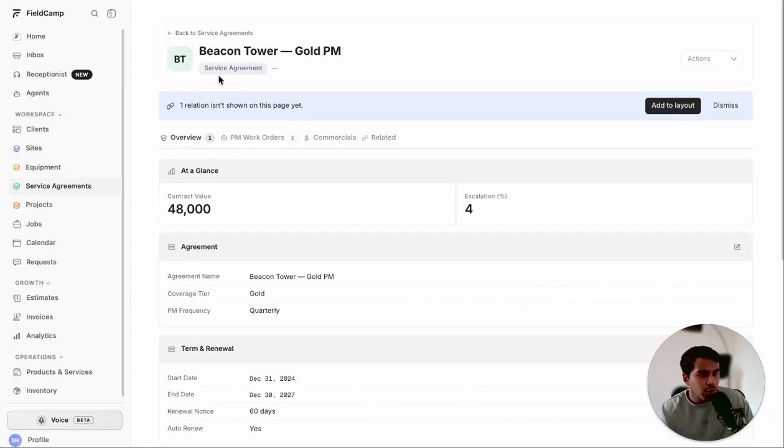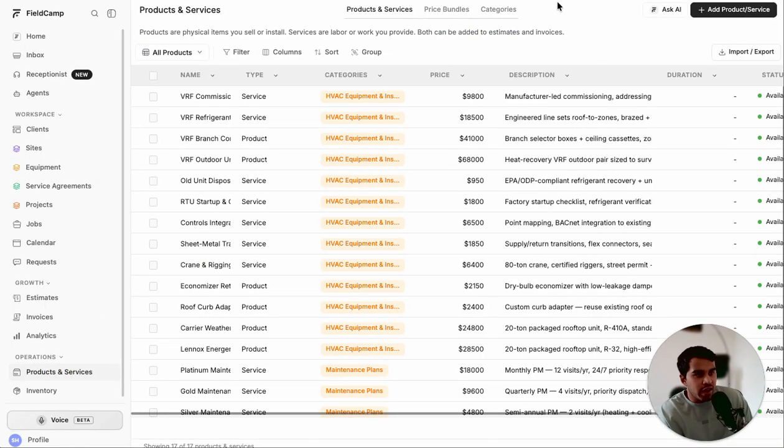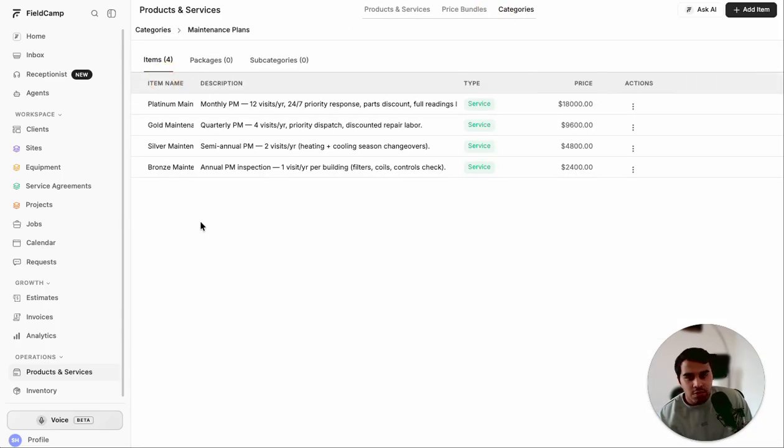Now, here's the important thing. If you noticed, there are also statuses on the service agreements, which change automatically and move these agreements across various stages. There's draft, active, renewal due, expired, and this isn't a static PDF, it's a live record moving through a pipeline. The tier links to a maintenance plan in the price book. If I head over to the price book, I have a few categories. One of them is maintenance plans, and over here there are bronze, silver, gold, platinum. So pricing isn't retyped, it's just a reference from the same maintenance agreements you follow for your commercial HVAC.